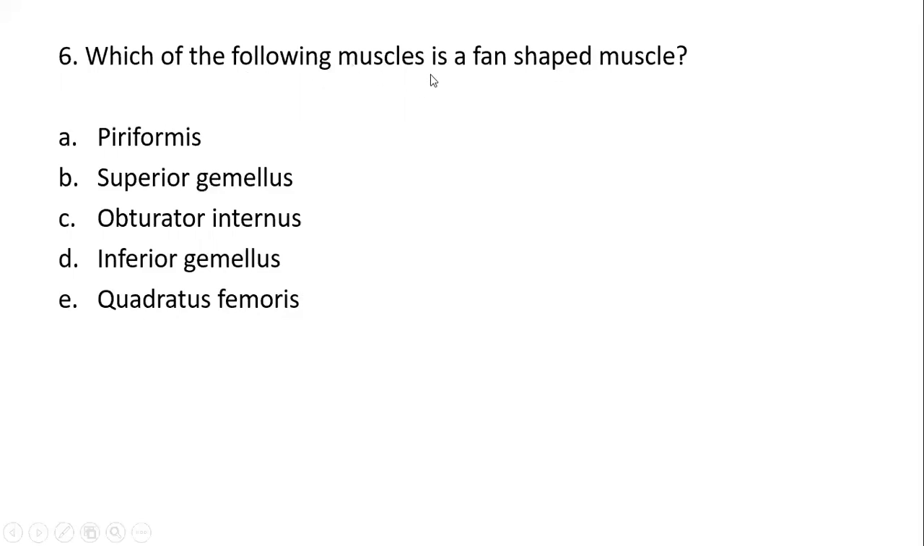Which of the following muscles is a fan-shaped muscle? Now you must know the shapes of these muscles: piriformis, superior gemellus, obturator internus, inferior gemellus, quadratus femoris. Now you have to go through your books, either of the general anatomy or gross anatomy. This is a question whose answer may be given in the general anatomy, or it may not be given in general anatomy, but it may be present in the recommended textbooks of the gross anatomy.